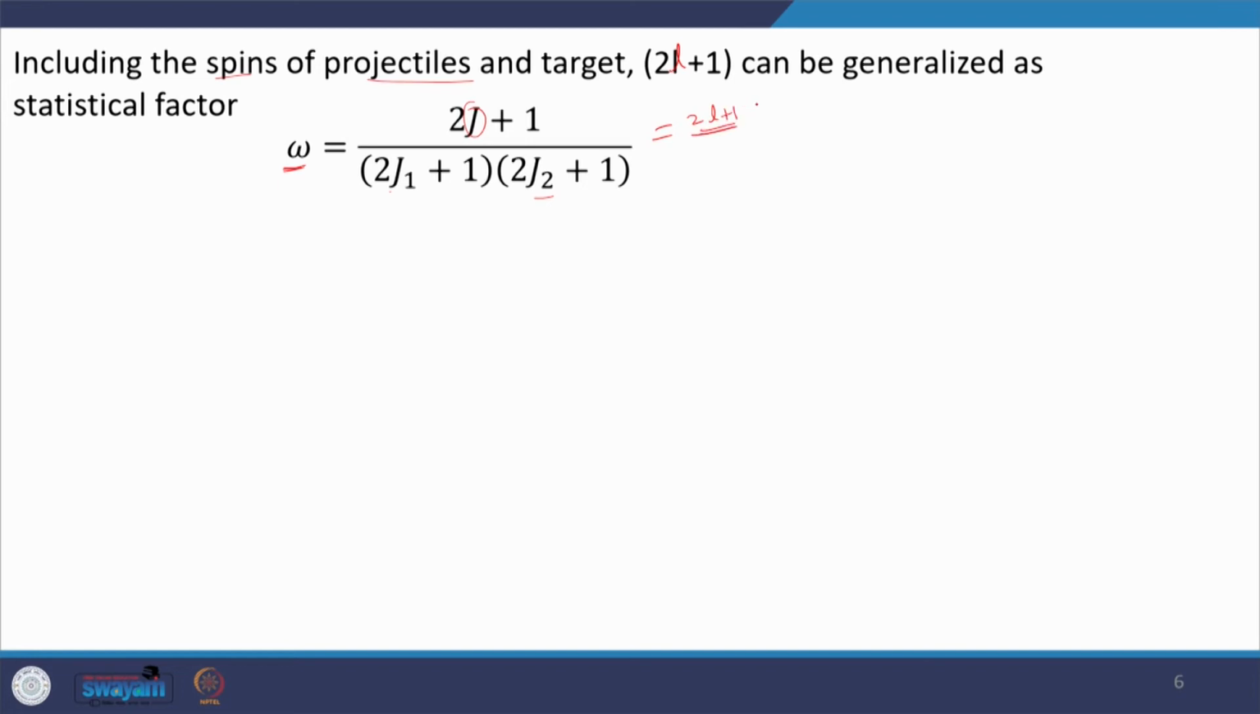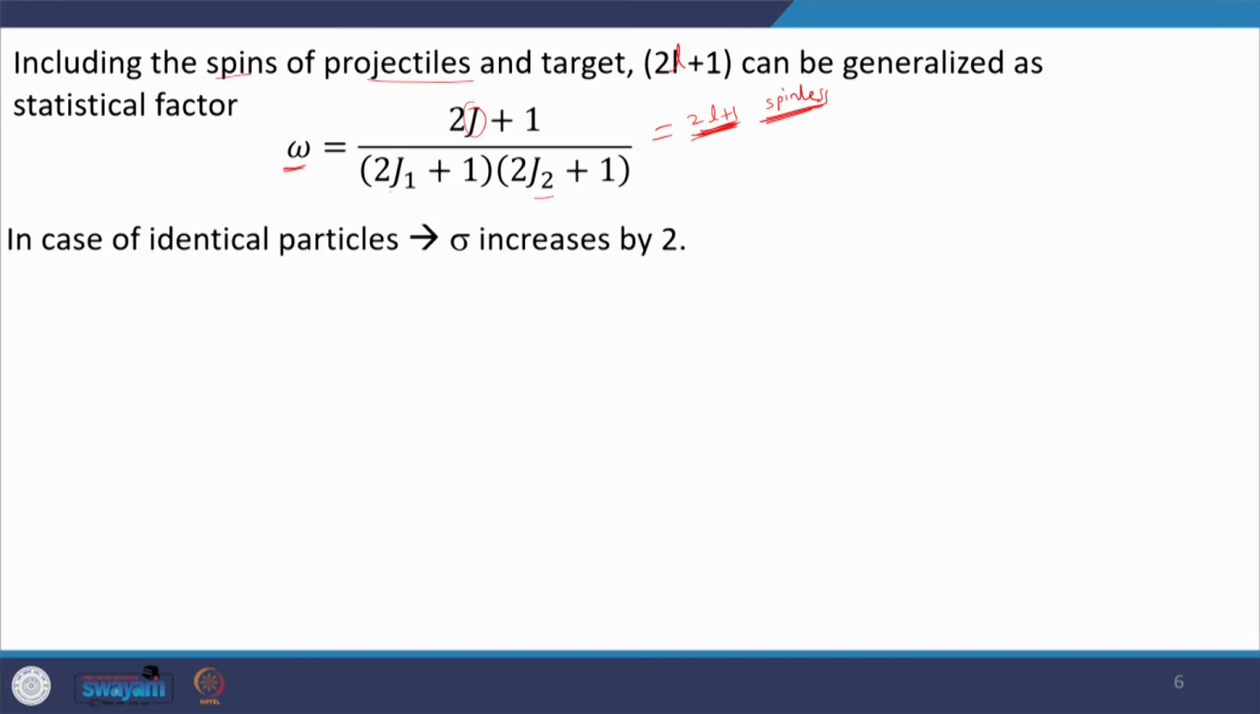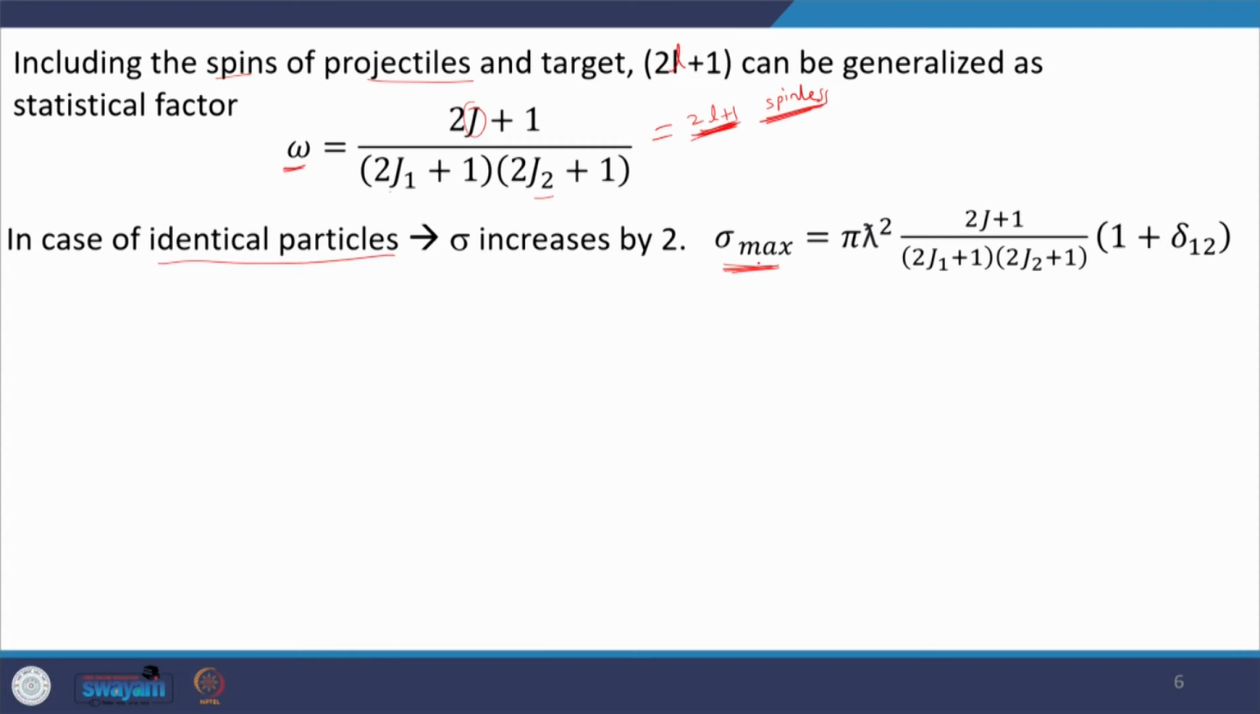If spin is 0, because J is equal to L plus S, this statistical factor reduces to 2L plus 1 as expected. For spinless particles, it will reduce to 2L plus 1. Now, we also have to take into account the concept of identical properties. Then the cross section increases by 2. So, let me express the maximum cross section as pi lambda bar square, this statistical factor omega, and the Kronecker symbol taking into account the identicalness of the particles.